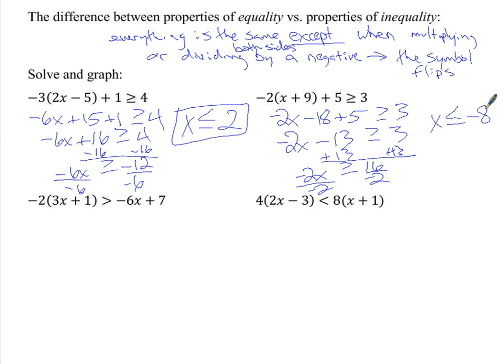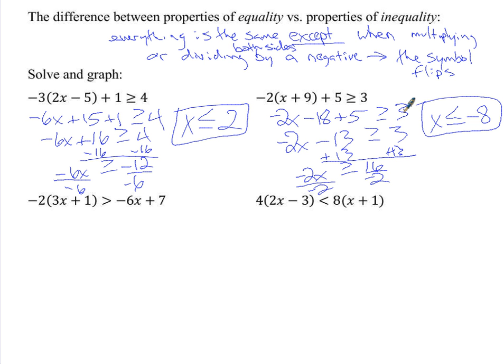Check it to make sure that it works. Pick a number that's less than or equal to negative 8. What do we have? What's a good number? Is 0 less than or equal to negative 8? No, it's not. So like negative 10 maybe? Just trying to pick an easy number to work with. Negative 10 plus 9 is? Negative 1 times negative 2 is? Plus 5 is? Did we get a true statement? 7 is greater than or equal to 3, right? So that is the true statement. So it seems like this works.